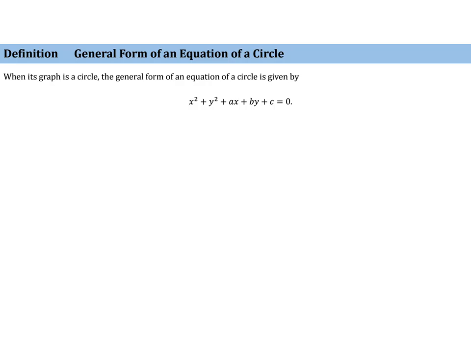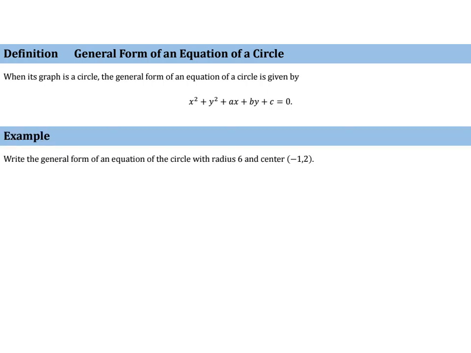By far the easiest way to use the equation of a circle is whenever it is in standard form. But sometimes we are given an equation that is in general form. So the general form has the squared quantities first, and then in alphabetical order we see the x's and the y's, and then we see our constant. So let's go ahead and write the general form of an equation of a circle that has a radius of 6 and a center of (-1, 2). So r is 6, h is -1, and k is 2.